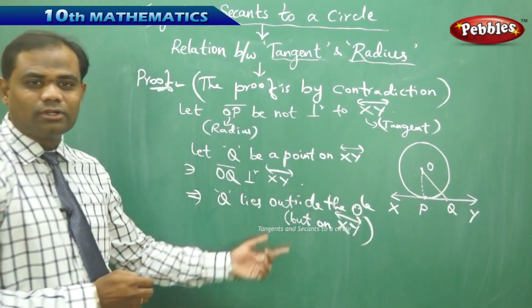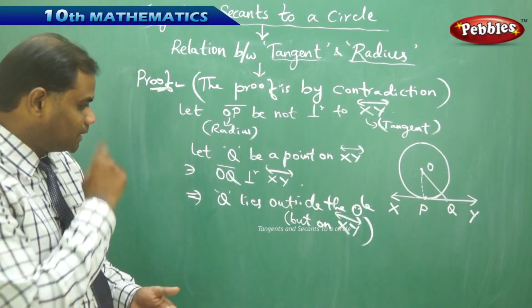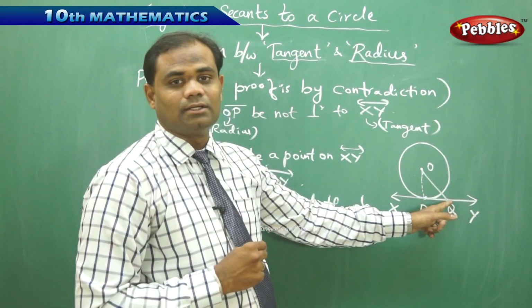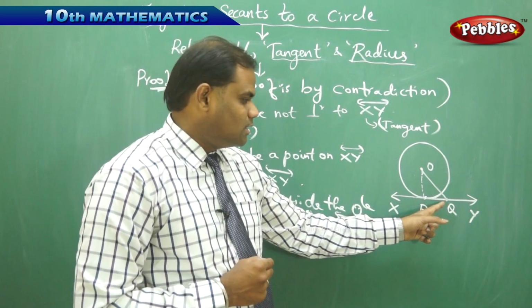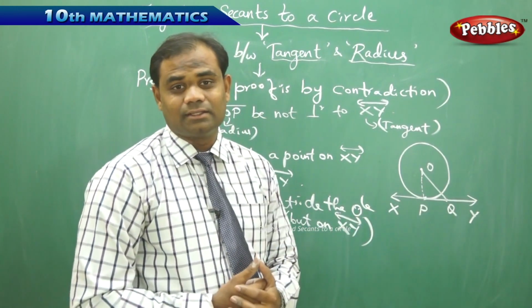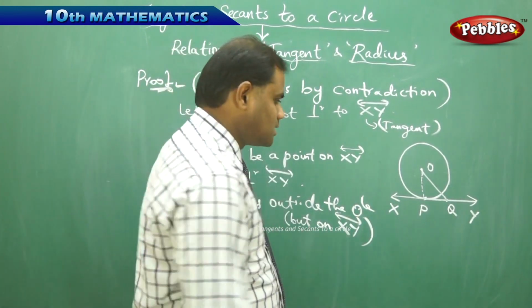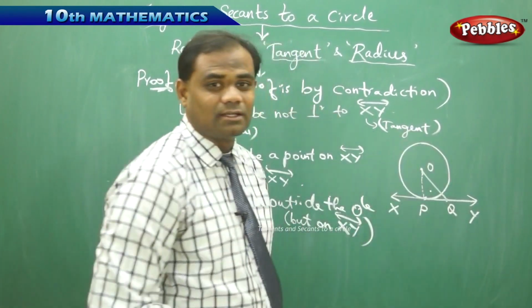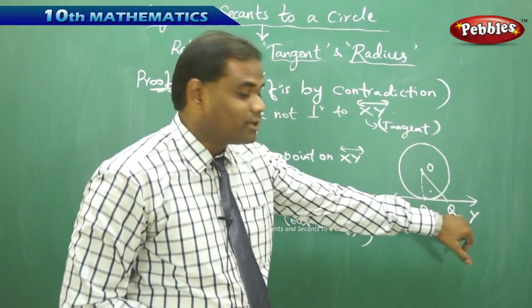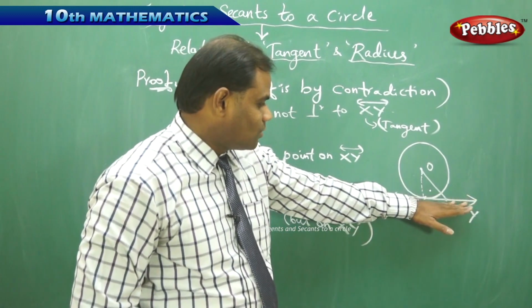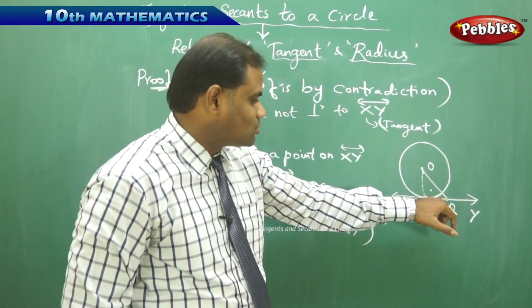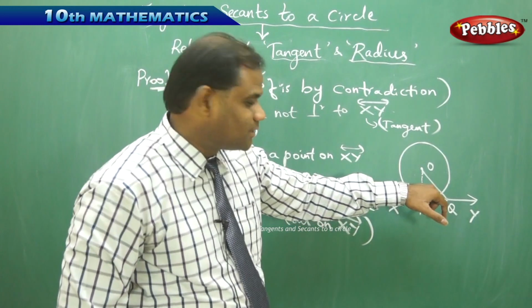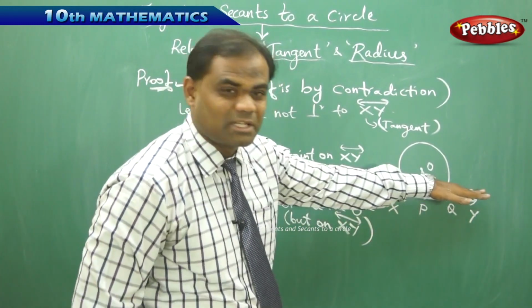This is a very important note I need to make, because geometrically I say that Q lies outside the circle. To support this, suppose Q lies inside the circle, then what happens? Because Q is a point on XY, and a tangent is always a line which touches the circle, Q cannot be inside. If it is inside, then the line also must be inside.